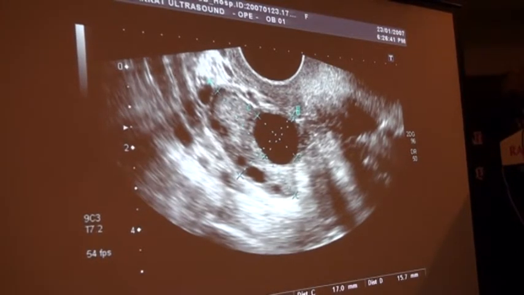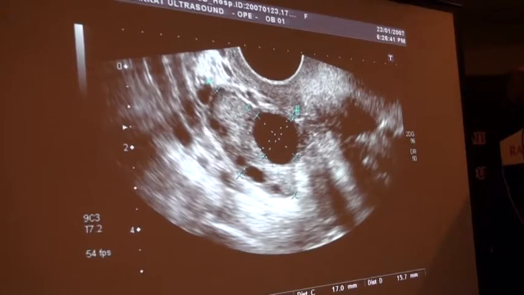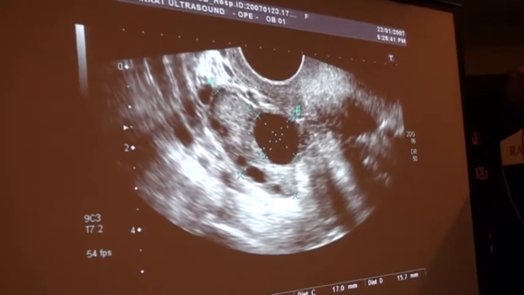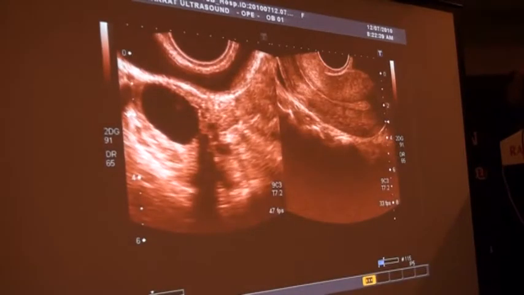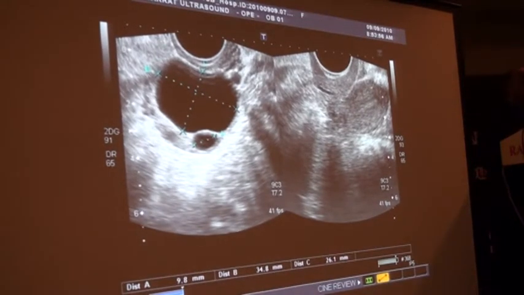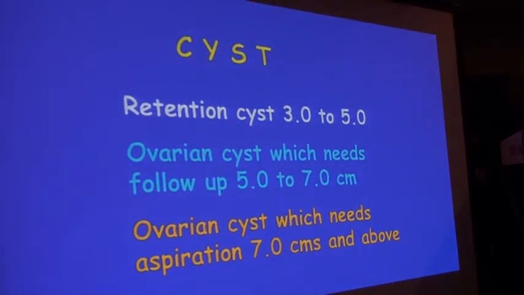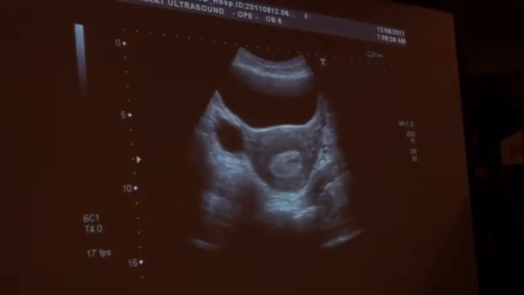Can I go for intercourse or IUI? You make a circumference of the ovary, the edges, and if the follicle is abutting out of that circumference, this follicle will rupture within 6 hours. And that's a follicle which is right here. And if the follicle stays, it becomes a follicle retention cyst. Retention cyst definition is 3 to 5, ovarian cyst 5 to 7, and an ovarian cyst bigger than 7 needs to be aspirated.